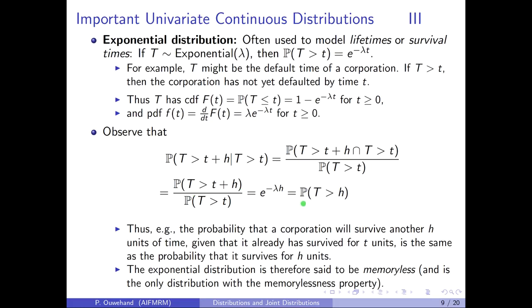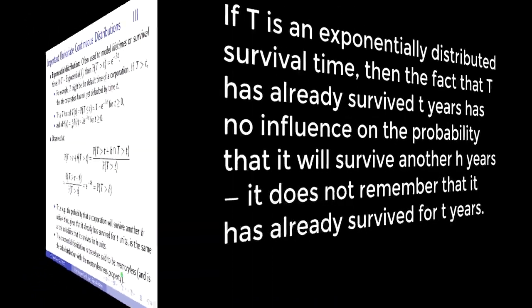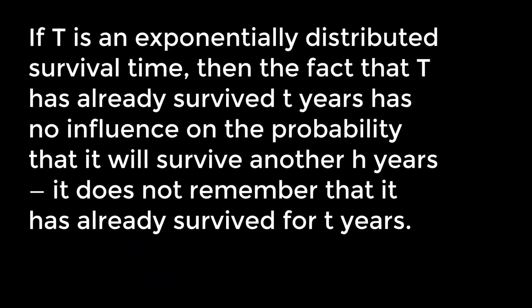And this is precisely the probability that T is strictly greater than h. So the probability that the corporation survives at least another h units, given that we know it has survived until time t, is the same as the probability that the corporation survives h units. The exponential distribution is therefore said to be memoryless. If T is an exponentially distributed survival time, then the fact that it has already survived t years has no influence on the probability that it will survive another h years. It does not remember that it has already survived for t years.